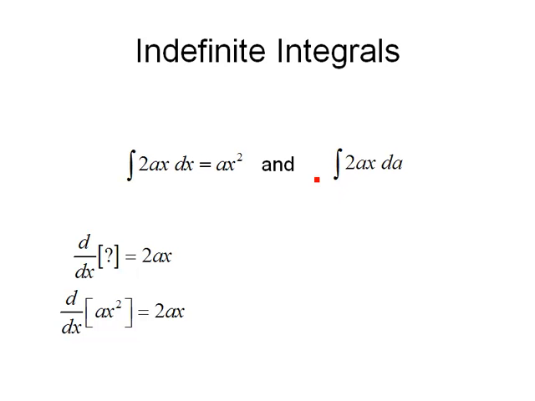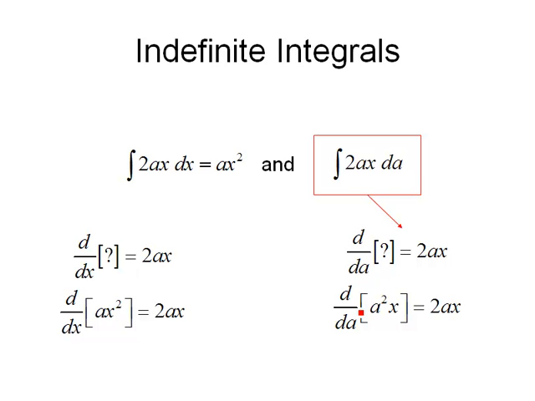Now let's look at the other indefinite integral. When I ask for the indefinite integral of 2ax dA, that means I want to know the derivative of what with respect to a is 2ax. So now I'm taking my derivatives with respect to the variable a. The derivative with respect to a of a squared x is 2ax because the derivative of a squared is 2a. When I'm talking about derivatives with respect to a, now I'm assuming that the x is being held constant, just like in the previous example we were assuming that the a was being held constant.